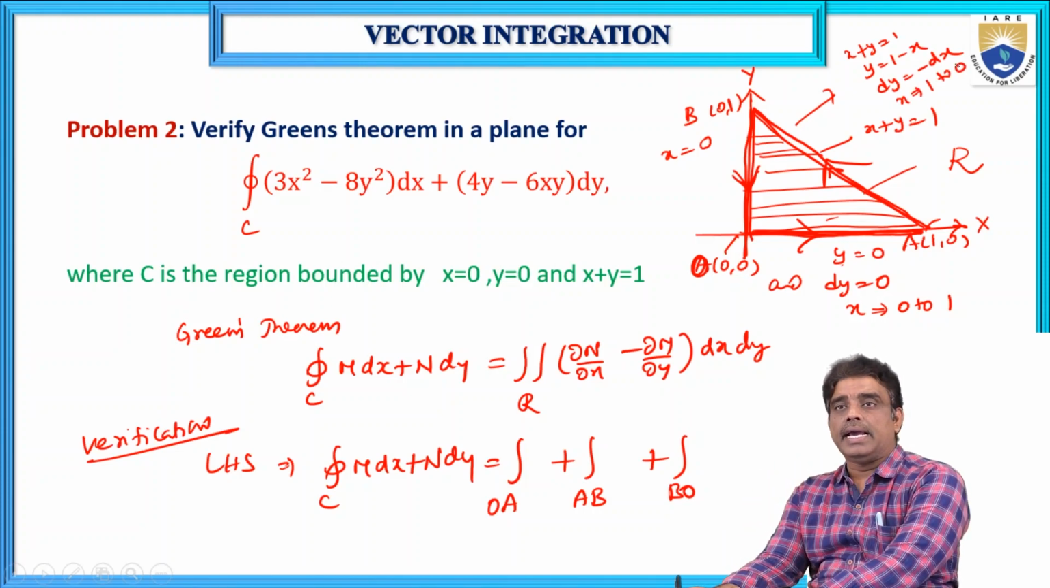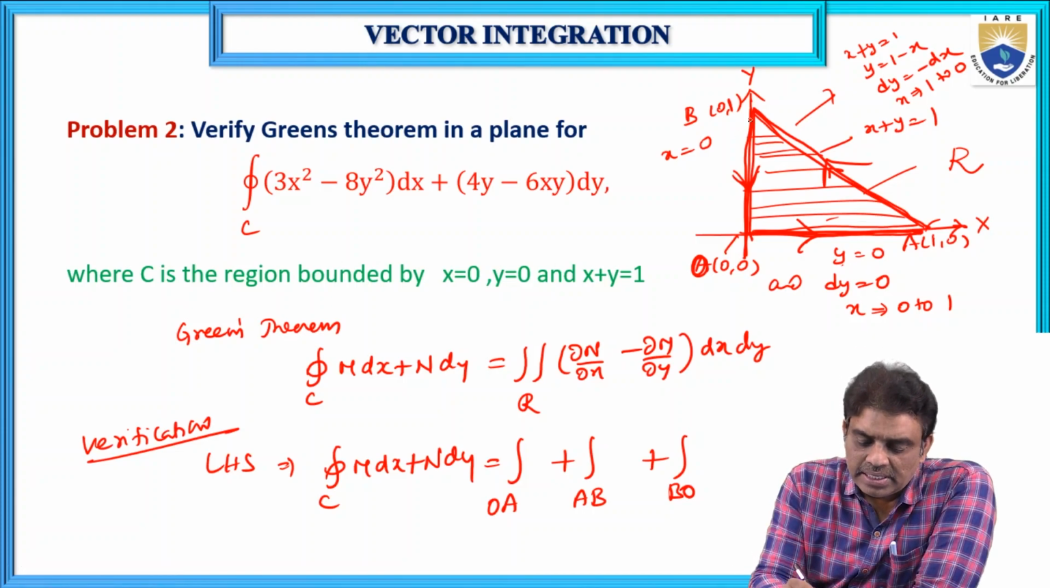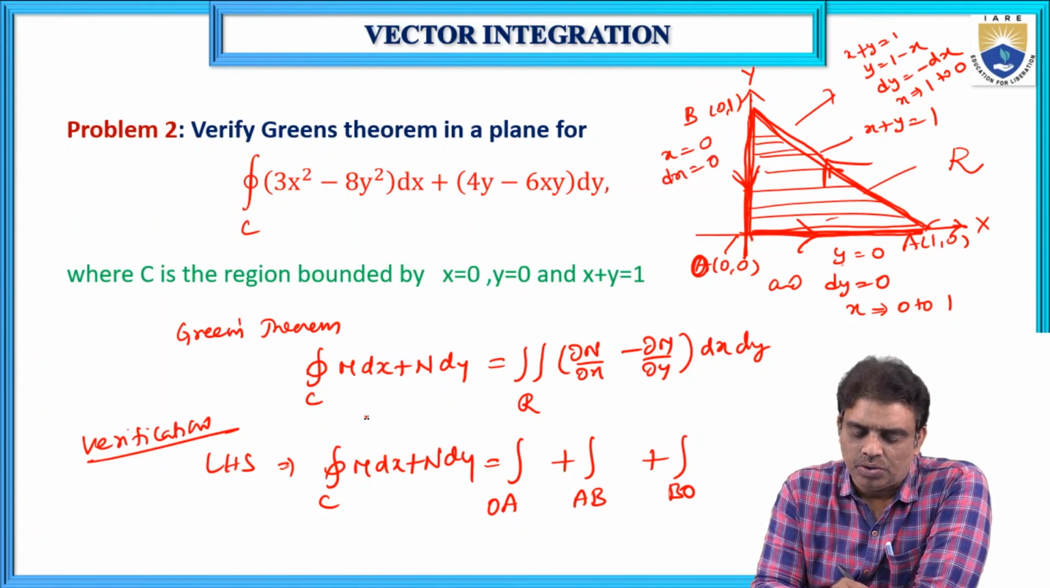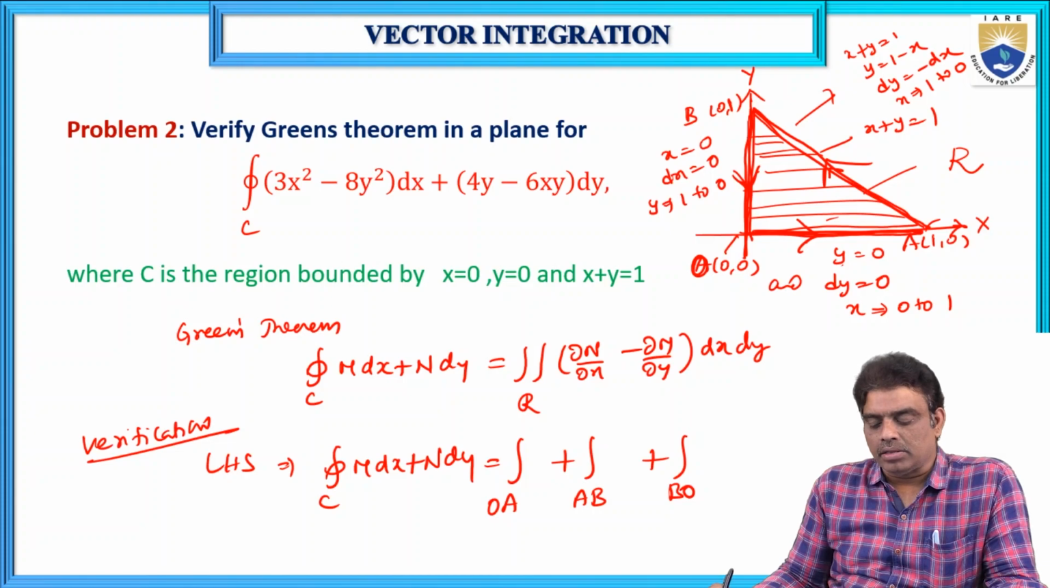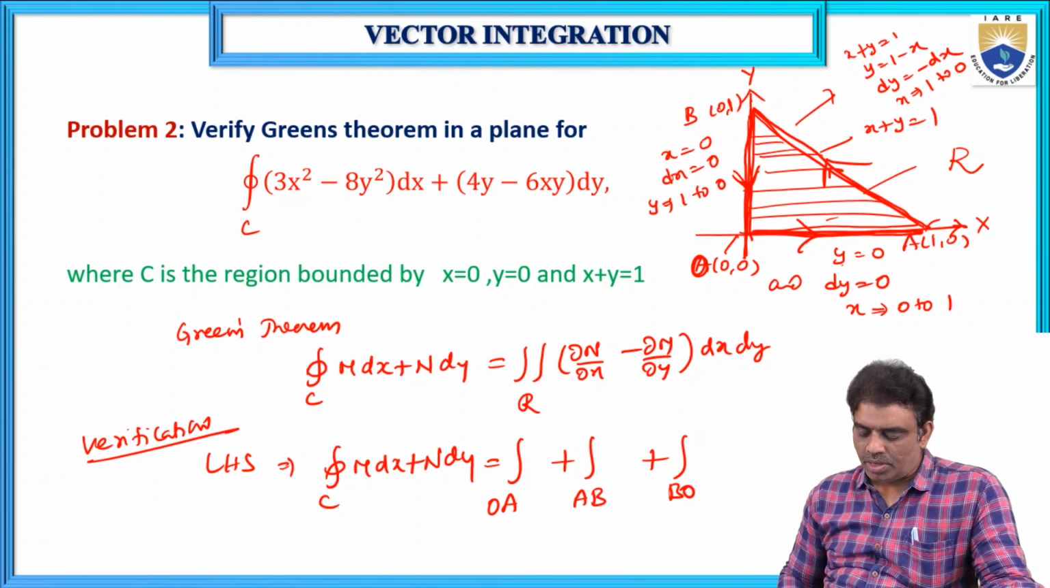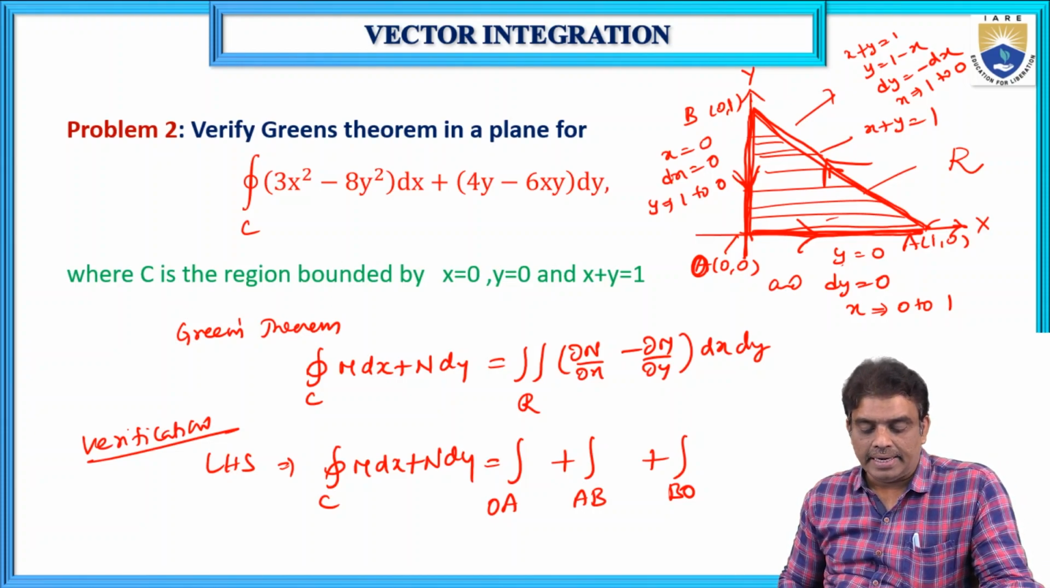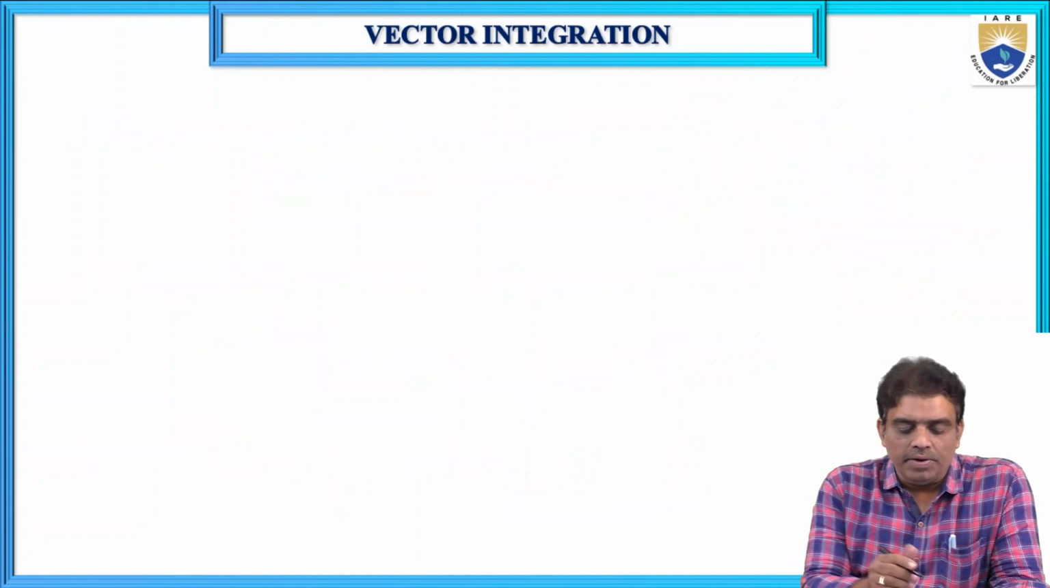Here I am writing it on the diagram only. And what is the equation of BO? The BO equation is the y-axis. This is x equals 0, which implies dx equals 0. But y is a variable limit, which varies from 1 to 0. That is the line integral along the closed curve C. So now, how to evaluate? First, along OA.